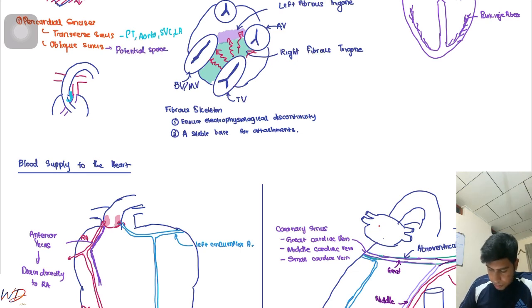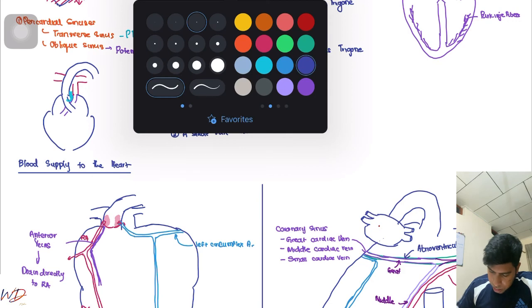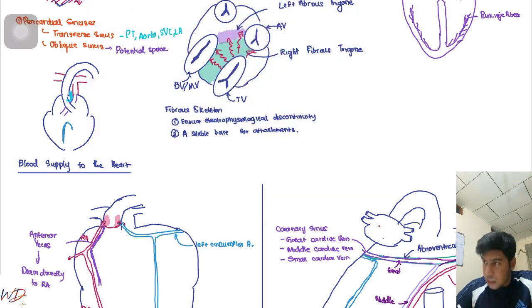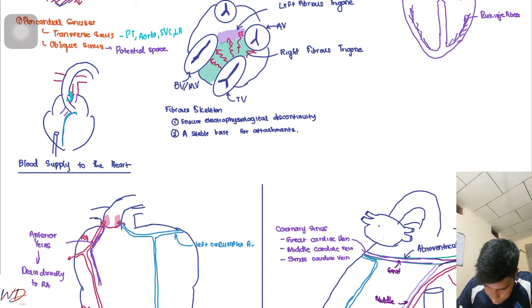The oblique sinus has a potential space. If I was to draw the heart, this is the anterior view. It is located posteriorly, between the pulmonary veins. Now you know the pulmonary veins drain to the left atrium, and also the inferior vena cava. Here's the inferior vena cava and here are the pulmonary veins. So this region is another potential space. That means fluid can accumulate here.